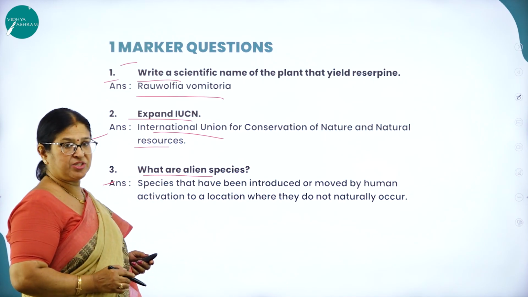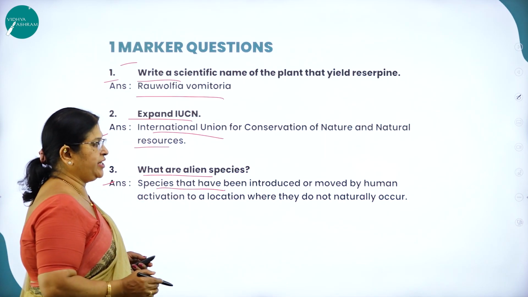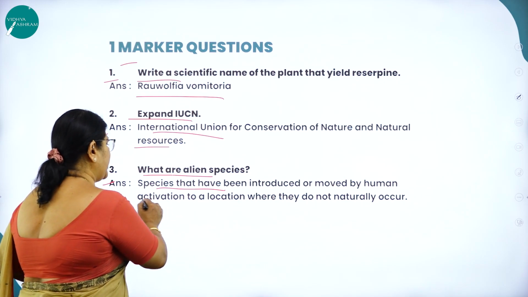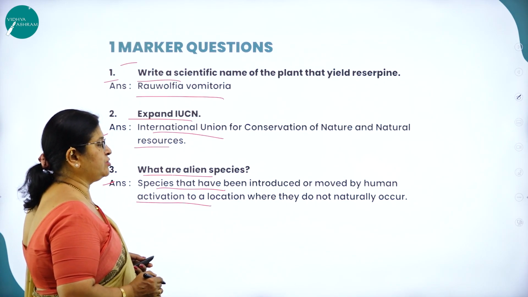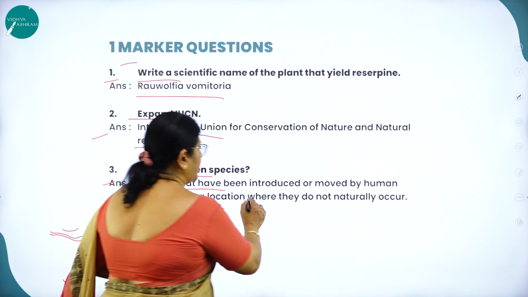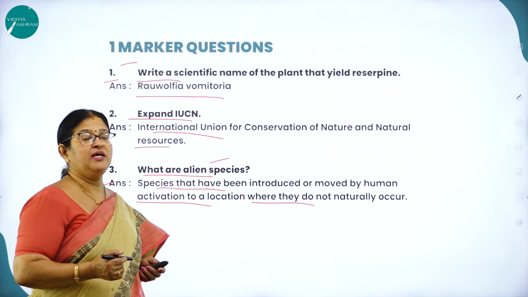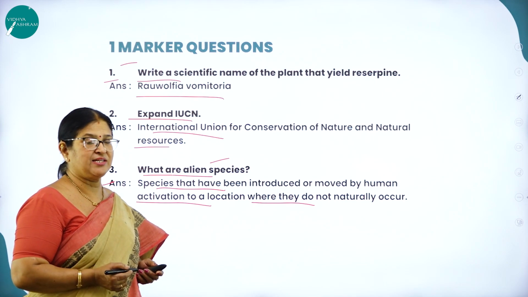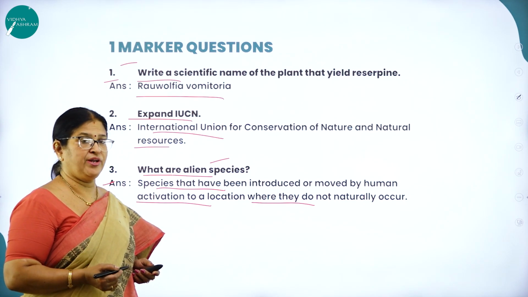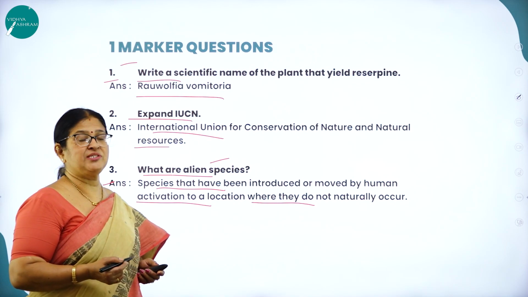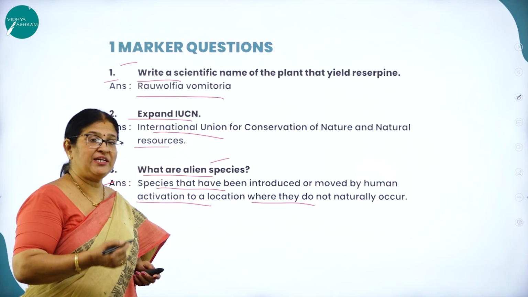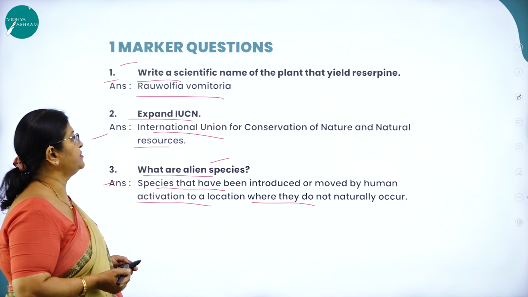What are alien species? Species that have been introduced, moved by human activity to a location where they do not naturally occur, are called alien species. You can give a good number of examples for alien species, like Parthenium, that is the carrot grass, and water hyacinth, that is Eichhornia. They have become alien species and they prove a threat to the indigenous species.